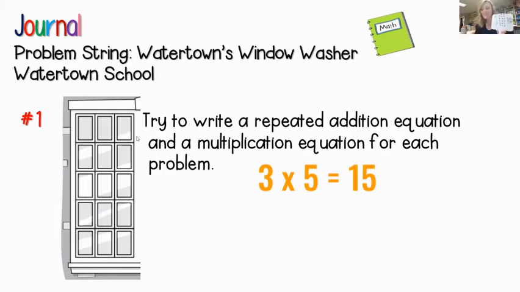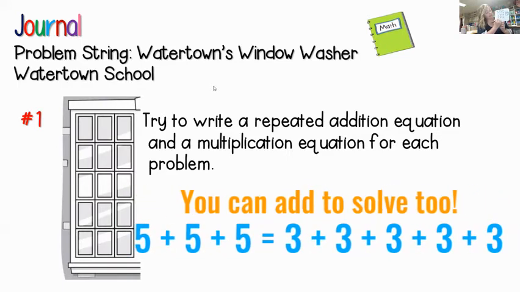Okay. So there are 15 window panes in this Watertown school window. So the strategy that I used was an array and multiplication, but maybe you used repeated addition. You could have added 5 3 times, 1, 2, 3, or you could have added 3 5 times, 1, 2, 3, 4, 5. So you can see that I wrote that down.